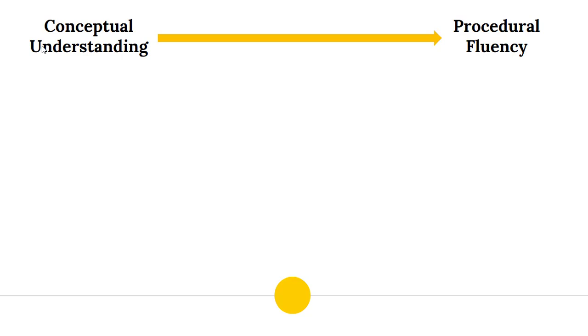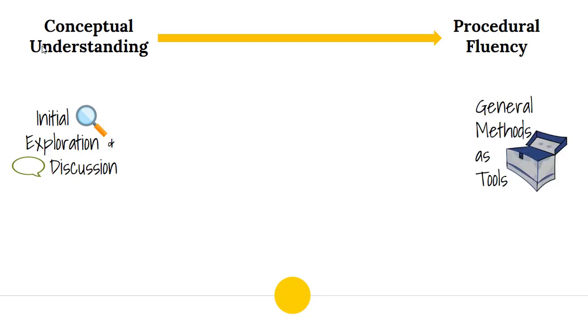Some background on why I started this series is because I work with teachers a lot on developing conceptual understanding and leading to procedural skill and fluency. For conceptual understanding, a lot of our lessons do initial exploration and lots of discussion with students sharing their strategies. And procedural skill and fluency is to generalize methods as tools. But how do we get from one to the other?